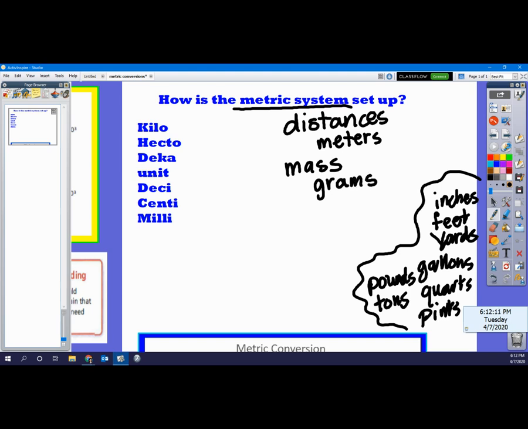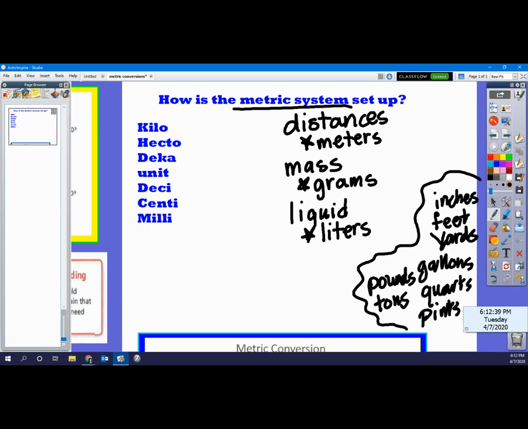And when the rest of the world is measuring liquid, they don't measure with cups and pints and quarts and gallons. They measure with liters. So the unit of measurement for the rest of the world, and particularly when you get into sciences, is meters, grams, and liters.